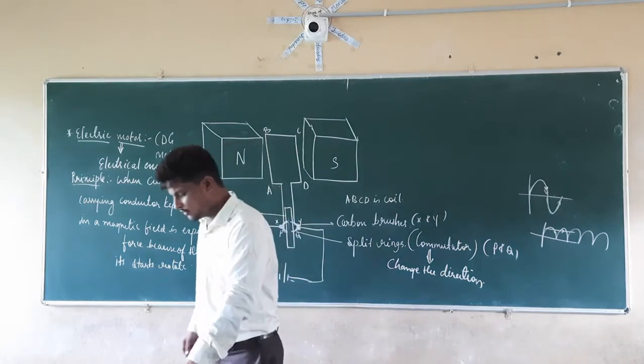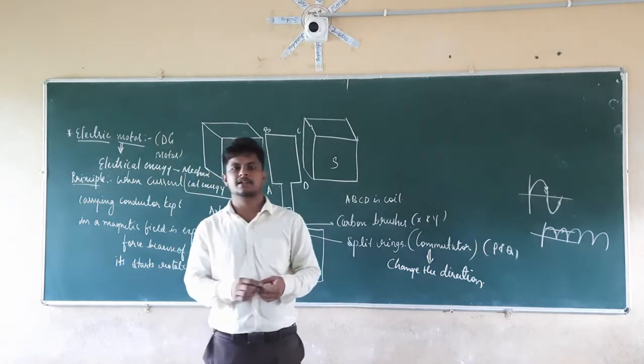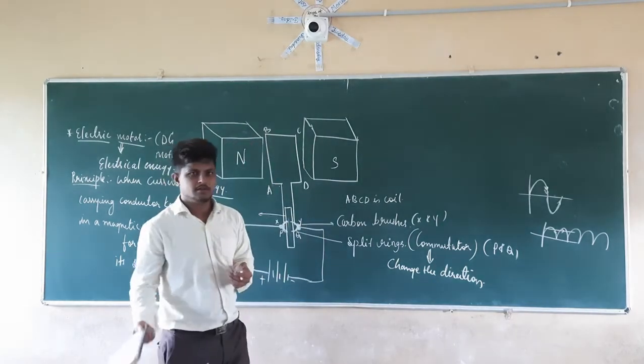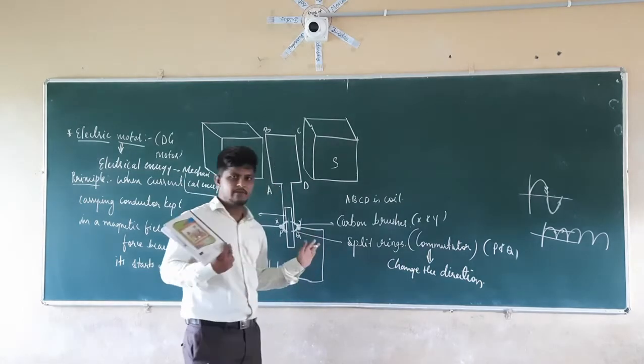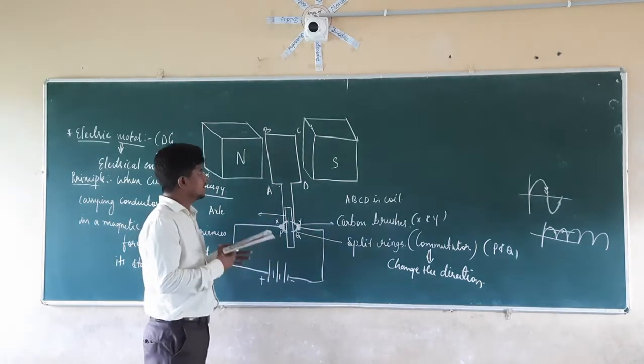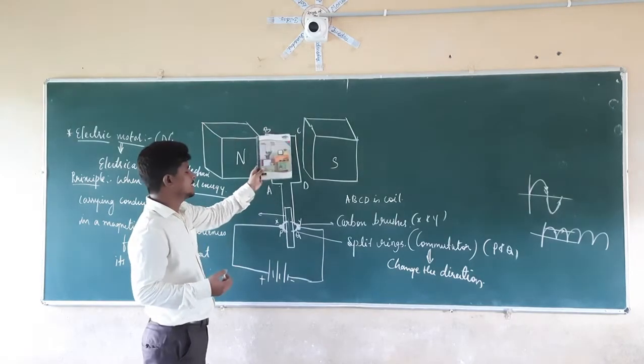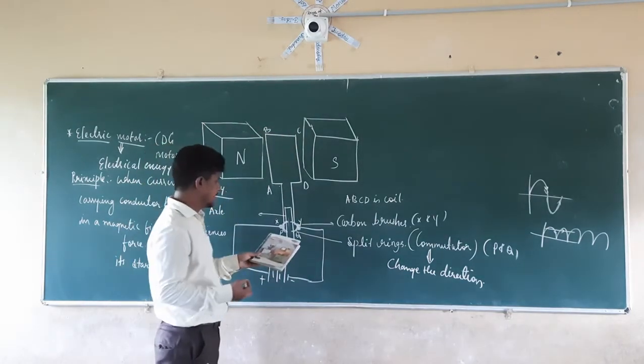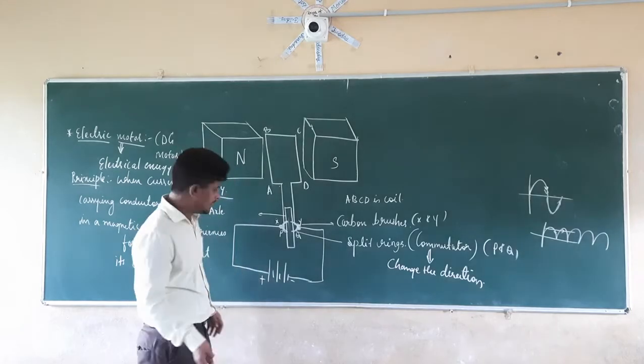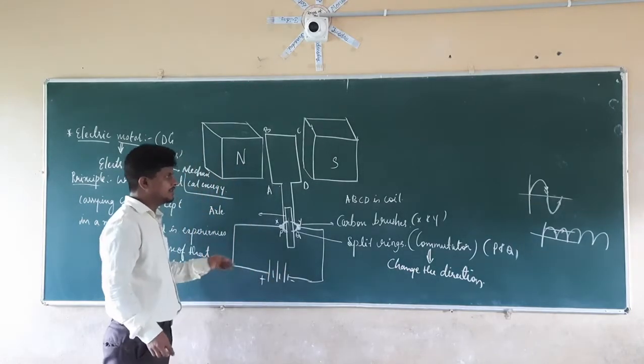Now we are going to see the working of the electric motor. So this thing we have here. Now see here, this is the rectangular coil which is connected here. Now see here. Now what will be the direction of the current here?